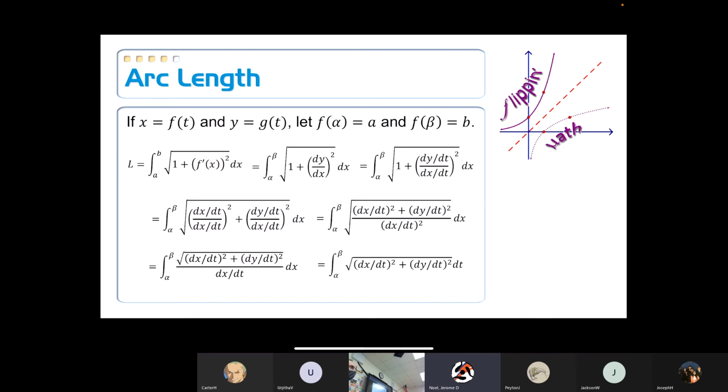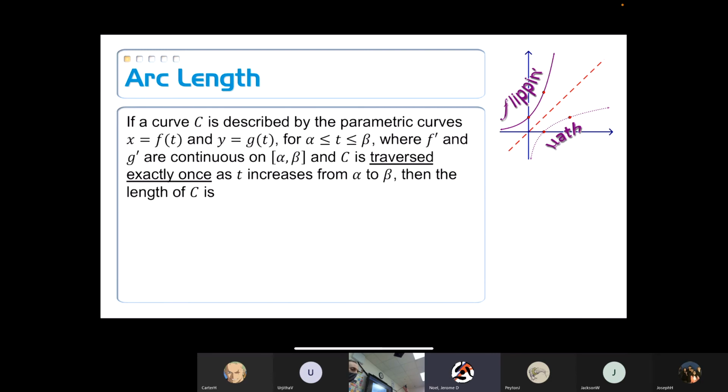So let's examine this arc length formula. It's actually pretty straightforward. You're taking the definite integral from your one t value to the other t value, square root of, and doesn't this sort of look like the Pythagorean theorem? The derivative of x with respect to t squared plus the derivative of y with respect to t squared. There's your arc length formula.